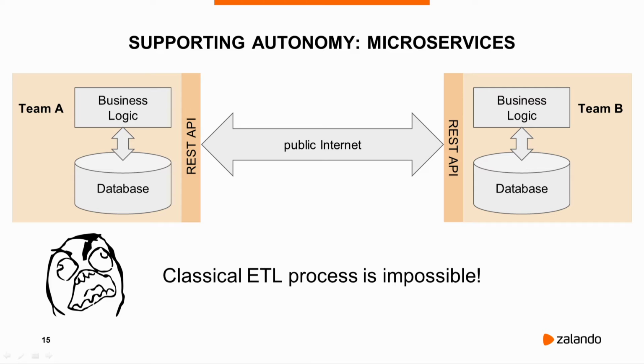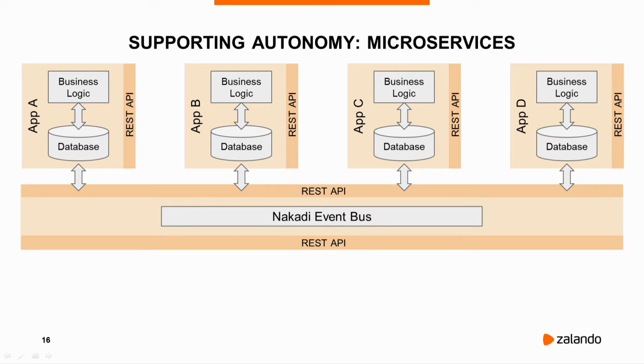So how can we solve this problem? How can we extract data from the databases inside the several microservices and deliver this data to our data warehouse to complete the cycle of business intelligence? For that, we created an event bus that we called Nakadi. And basically, Nakadi is a Kafka surrounded by RESTful APIs, encapsulated inside a RESTful API.